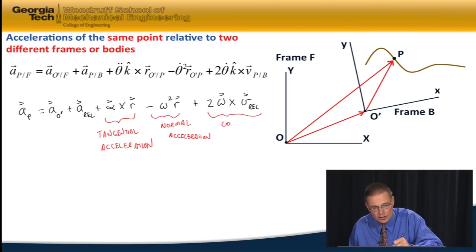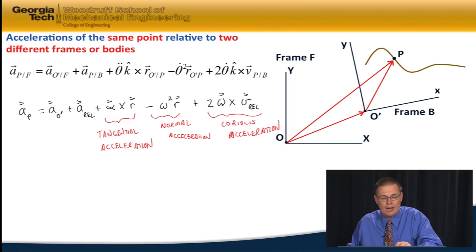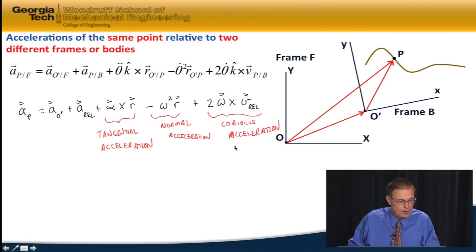So it's a new acceleration term, Coriolis acceleration, and it arises whenever we have an angular velocity of a moving frame with respect to another frame. Okay, so there's angular velocity between two frames, and there's a relative velocity as expressed in the moving frame. And so if I have those two terms, this Coriolis acceleration turns up. And that's the theory for acceleration of the same point relative to two different bodies or frames. And we're going to come back next time and do an example.